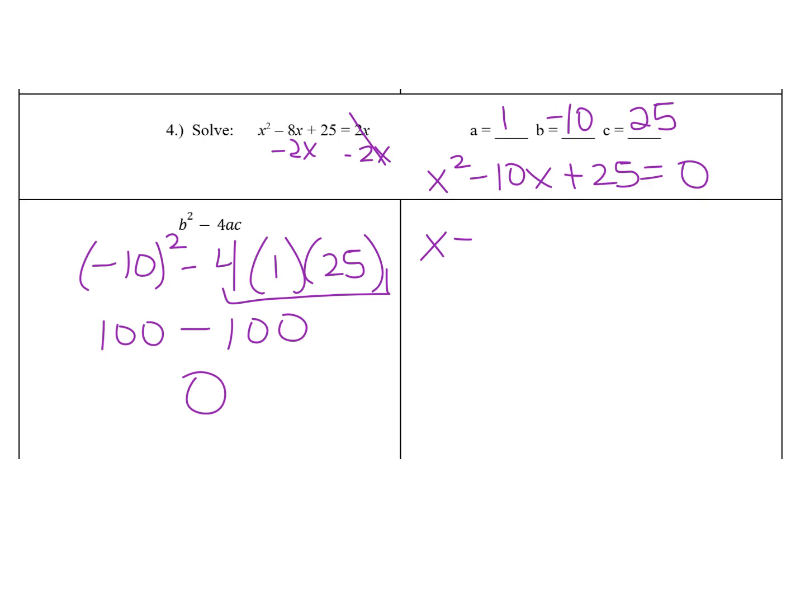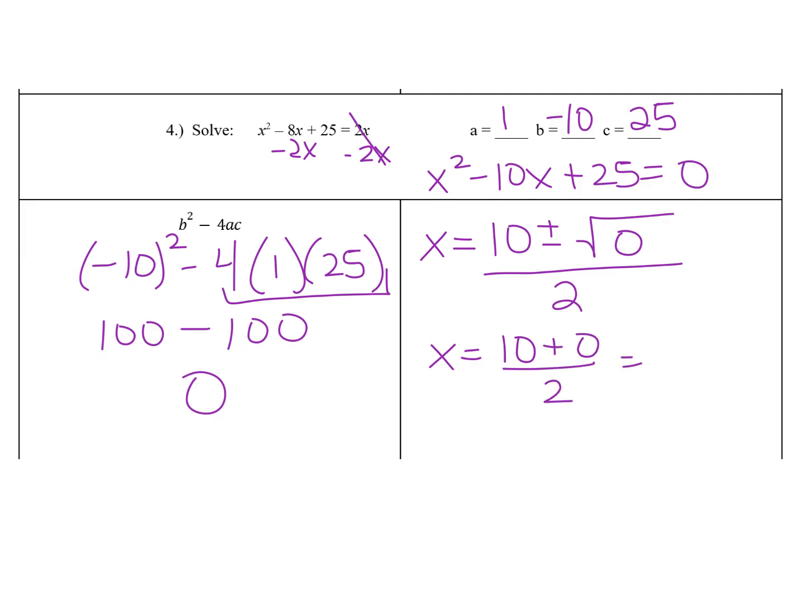So let's see what that looks like. I get x equals negative b, so negative 10 is positive 10, plus or minus the square root of 0, b squared minus 4ac, over 2 times a. I'm just going to write 2 there because 2 times 1 is 2. So now if you look at this, I don't have two solutions. I just have one because the square root of 0 is just 0. So 10 plus 0 over 2 is equal to 10 over 2, which is 5. And 10 minus 0 over 2 is also 10 over 2, which is equal to 5.